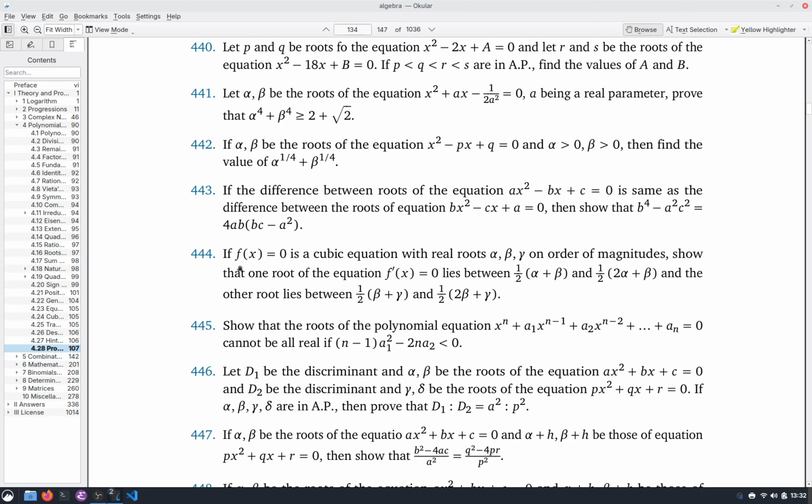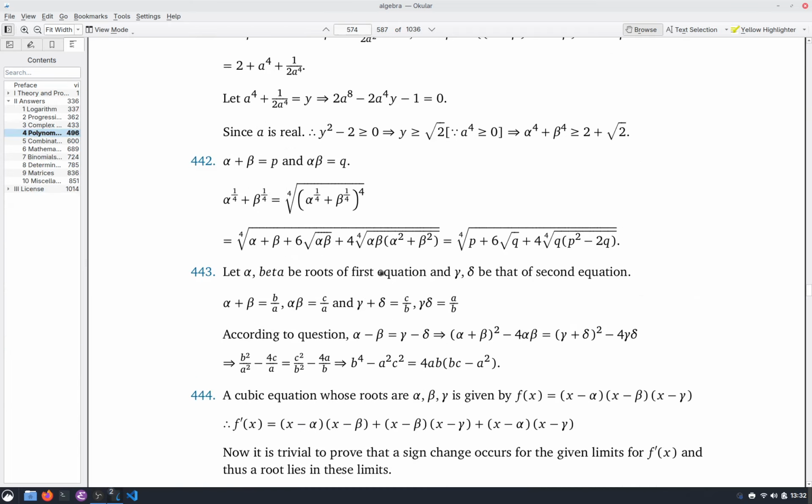Question 444 says that if f(x) equal to 0 is a cubic equation with real roots alpha, beta, gamma in order of magnitude, show that one root of the equation f'(x) equal to 0 lies between 1/2(alpha plus beta) and 1/2(2 alpha plus beta), and the other root lies between 1/2(beta plus gamma) and 1/2(2 beta plus gamma).